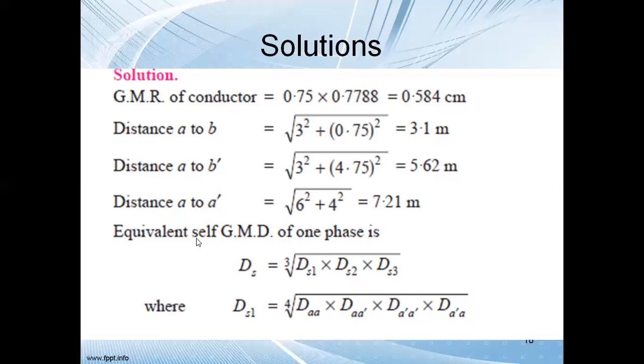Now you see, first you have to calculate the self GMD. So self GMD is basically cube root of DS1 into DS2 into DS3. Now what is DS1? DS1 is fourth root of DAA, then DAA dash into DA dash A dash into DA dash A. Now what is this DAA? This is basically the GMR of the conductor.